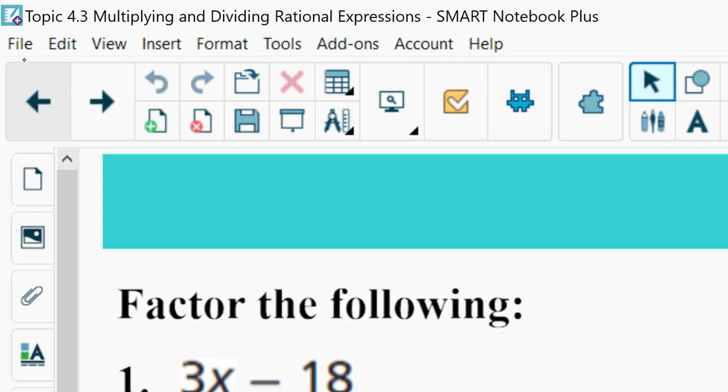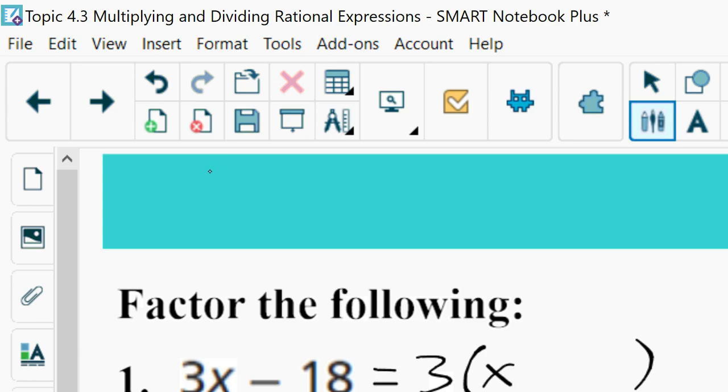In this particular term, 3x minus 18, I see that both 3x and negative 18 are divisible by 3. So I take the 3 out, and I like to pull it out into the front. Then I have some parentheses here. What goes in my parentheses is what I need to multiply 3 by to get to 3x and to get to negative 18. So 3 times what is 3x? Well, just x. And 3 times what is negative 18? It's negative 6.